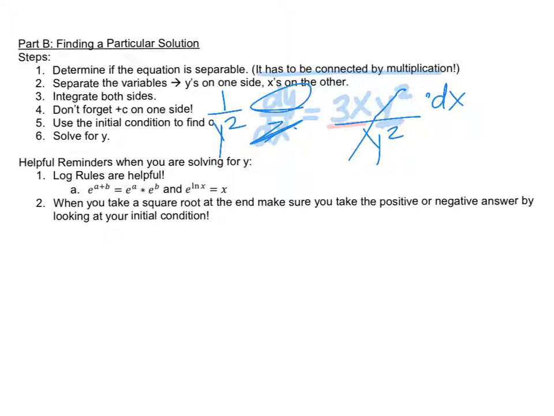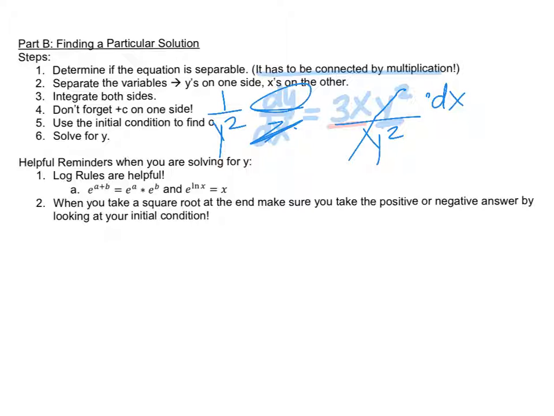And don't forget to add plus c on one of those sides. We only need it on one side because a constant plus a constant is just another constant. But we're going to add a constant on one side. Then in order to find what that constant is, we use our initial condition to find c. And step 6 is to solve for y. Usually the hardest step because you do have to remember some algebra 2.